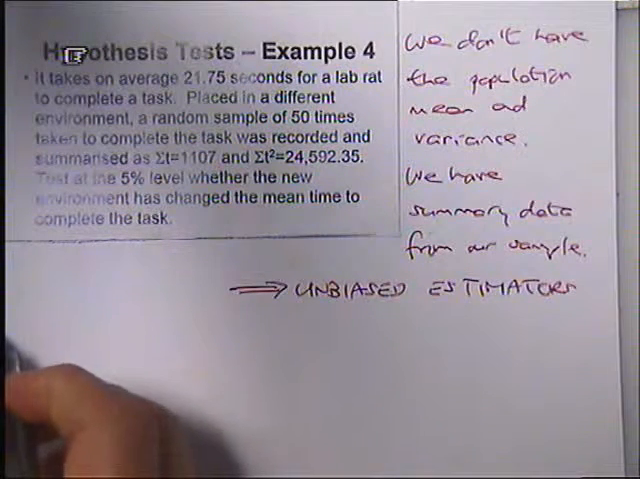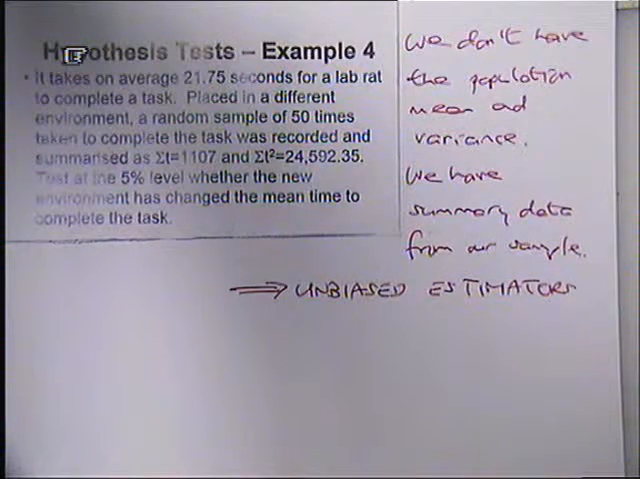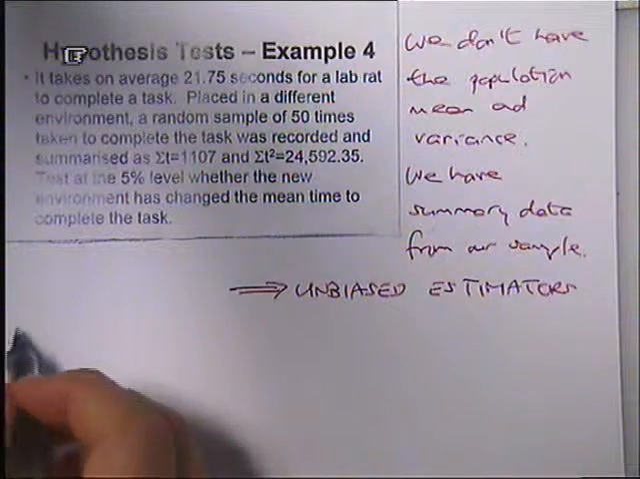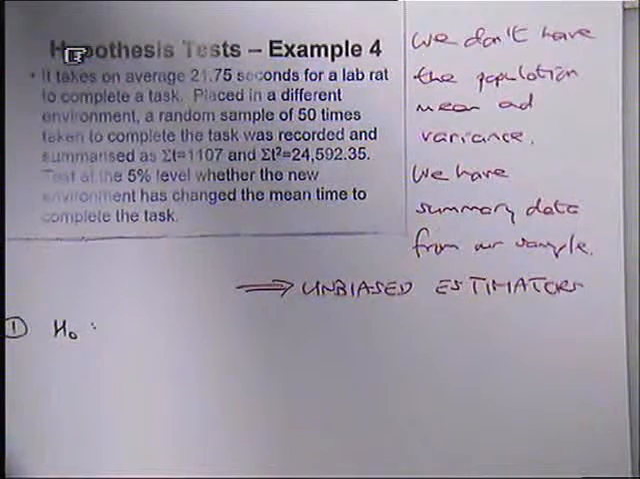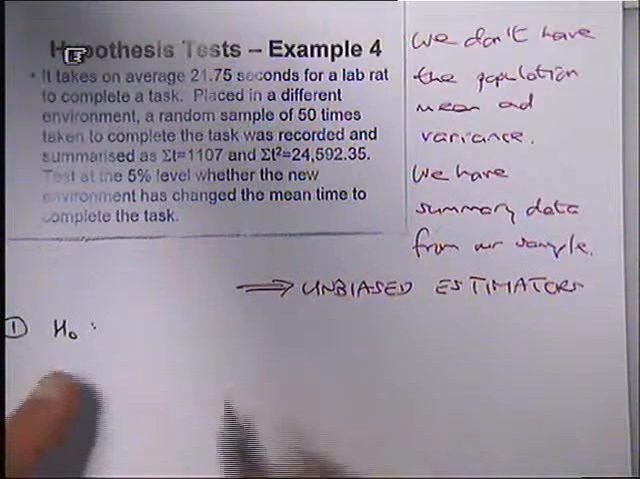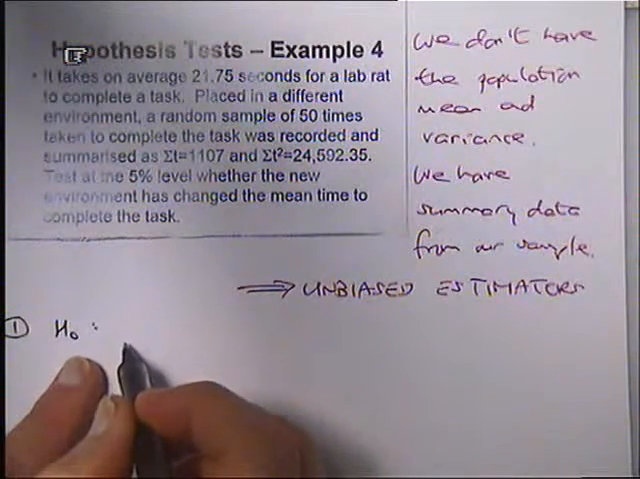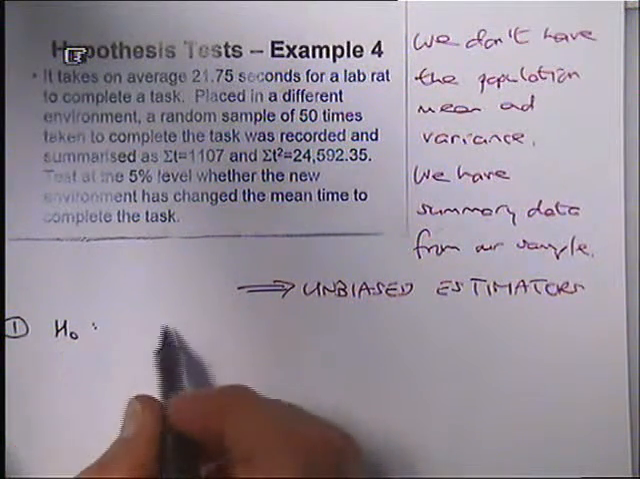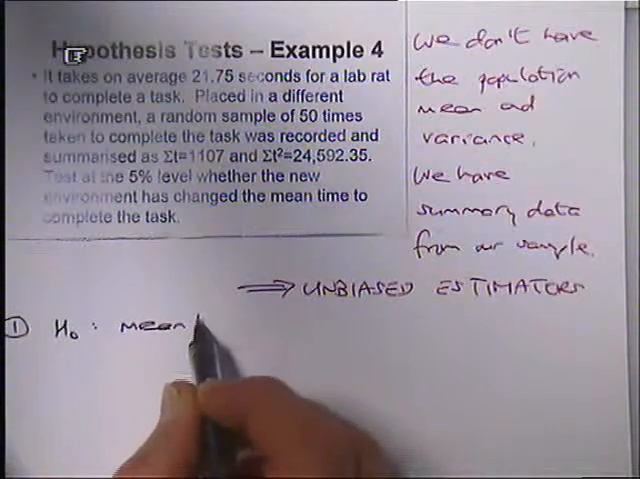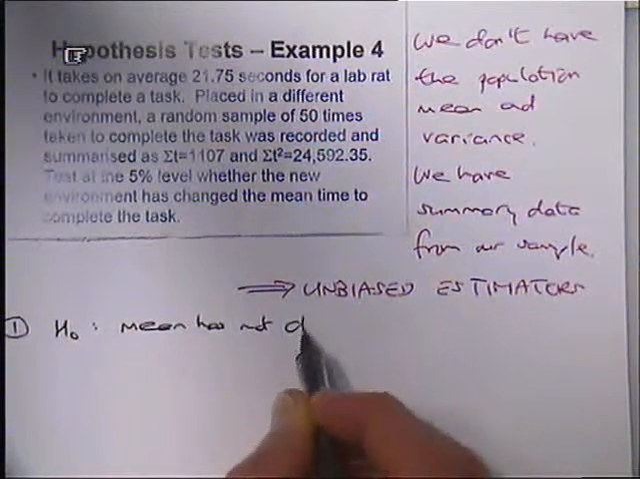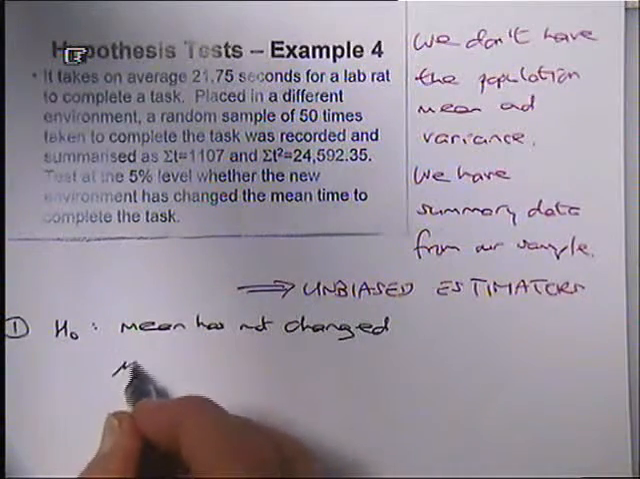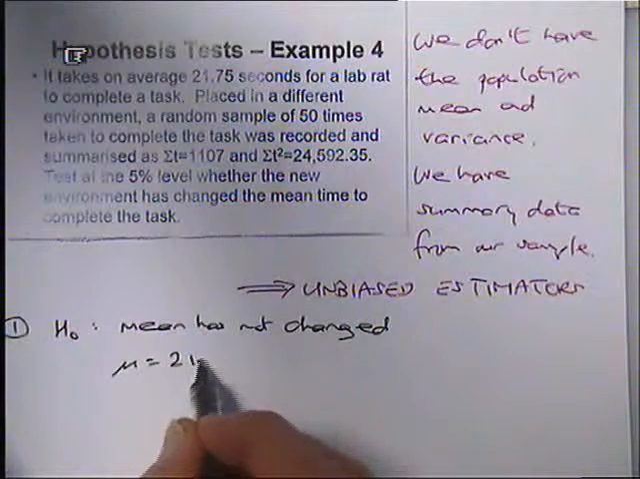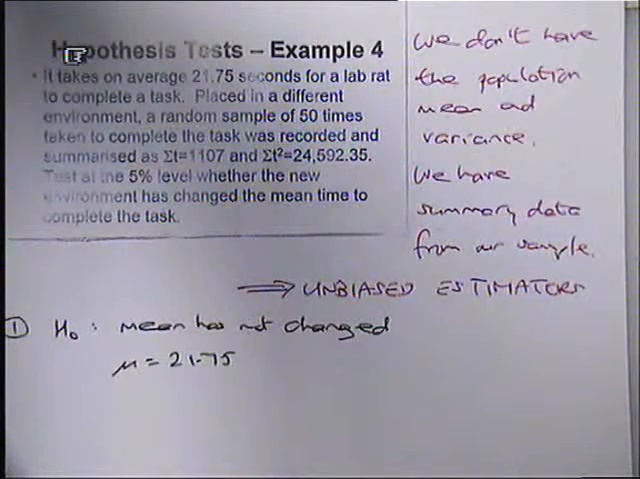go through. So, step 1 was come up with your hypotheses. Step 1, null hypothesis. Well, let's look at the question. It says, test at the 5% level whether the new environment has changed the mean time. So the null hypothesis is the mean has not changed. Mu is still 21.75 that we are told.